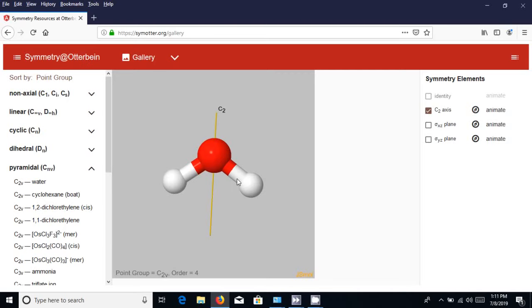It is a little trick. When the Cn operation actually exchanges the position of two groups, then the Cn axis would be a C2 axis. If the Cn operation exchanges the position of three groups, then it would be a C3 axis, and so on and so forth, right? So here I am animating it.